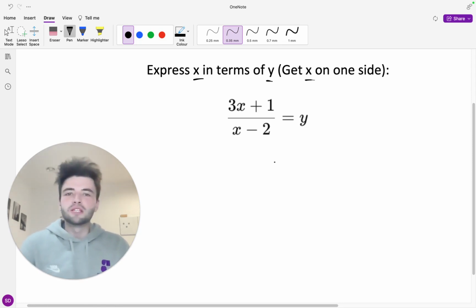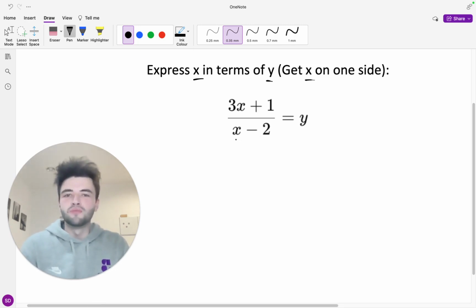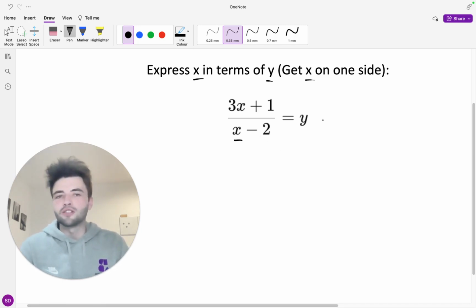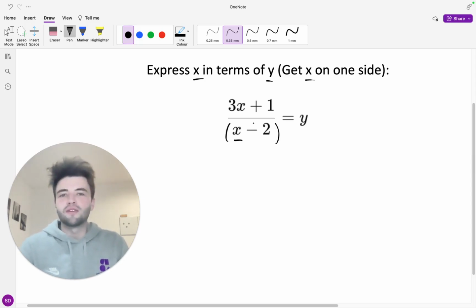So there's always going to be a few steps, and the first step is always to get the variable we want on one side away from the bottom of a fraction, because any number on the bottom of a fraction is pretty much impossible to work with. And so we just need to multiply across by that number. So I'm going to multiply across by x minus 2 to get rid of this fraction altogether and then see how it looks.